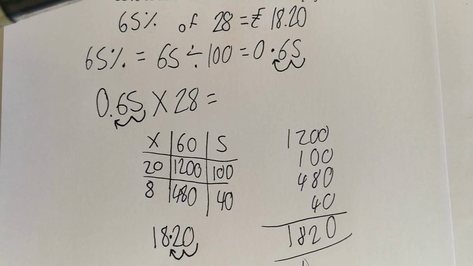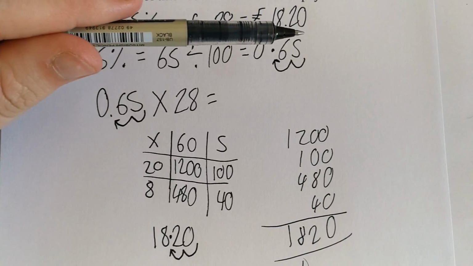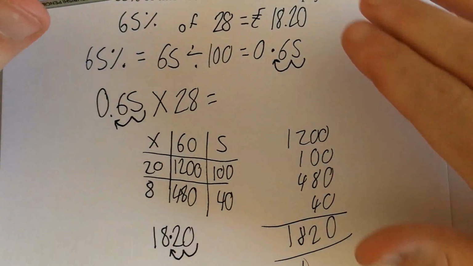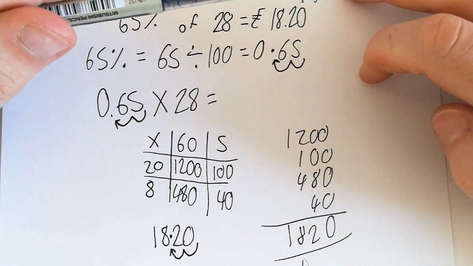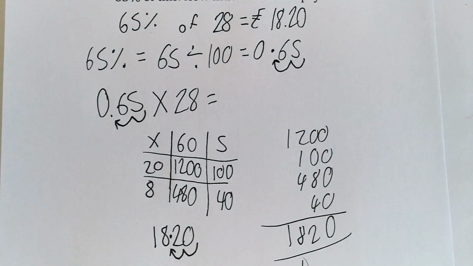And with any type of currency, it's always 2 decimal places. So even if you worked out, say 18.2, we'd put a 0 on at the end, because you always have 2 digits or 2 decimal places with currency.